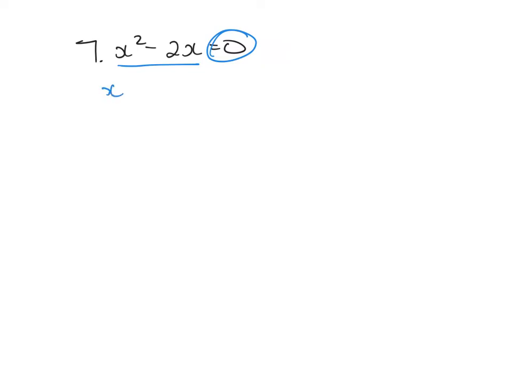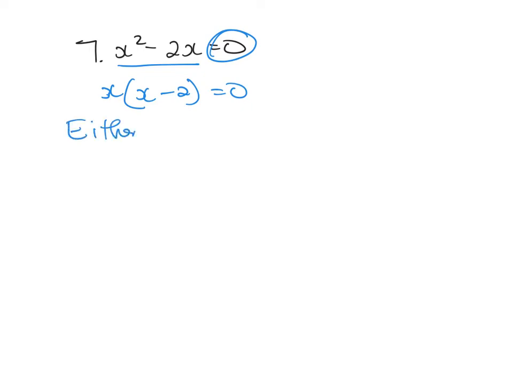X is common, and we're left with x minus 2 equals 0. And voila, the quadratic equation has been factorized. A very simple factorization in this case. Now we can go to solving it.